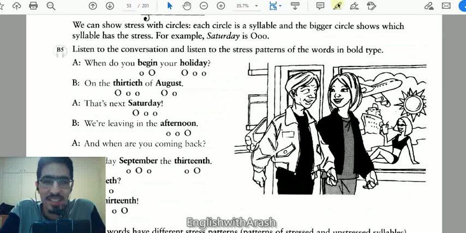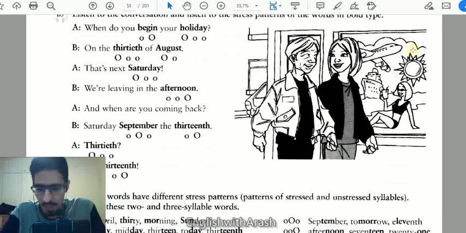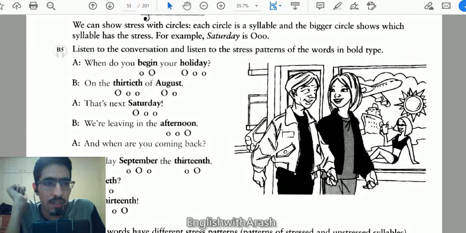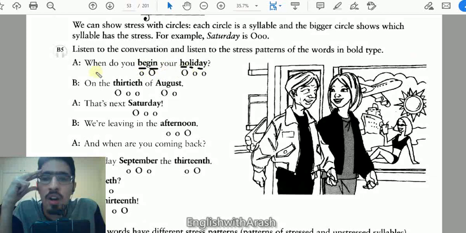Okay, so in the next part, you are going to look at this conversation here and look at these words. Here is the stress pattern. When do you begin your holiday? Holiday, your stress goes on ha. When do you begin your holiday? Begin, stress goes on gin. When do you begin your holiday?